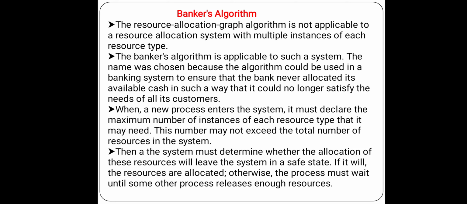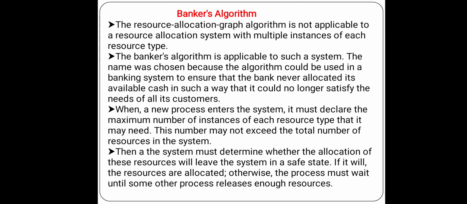When a new process enters the system, it must declare the maximum number of instances of each resource type that it may need. This number may not exceed the total number of resources in the system. Then the system must determine whether the allocation of these resources will leave the system in a safe state. If it will, the resources are allocated. Otherwise, the process must wait until some other process releases enough resources.